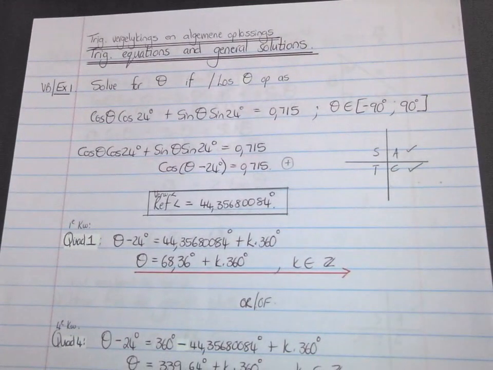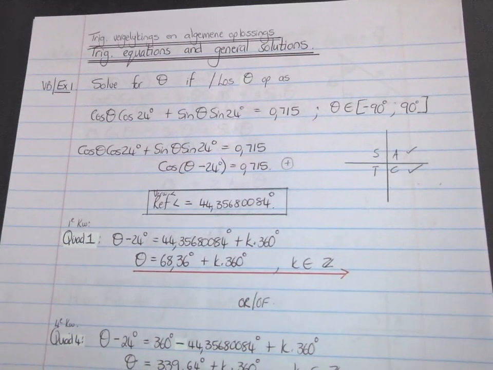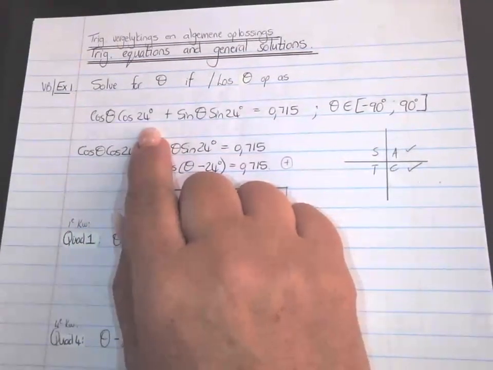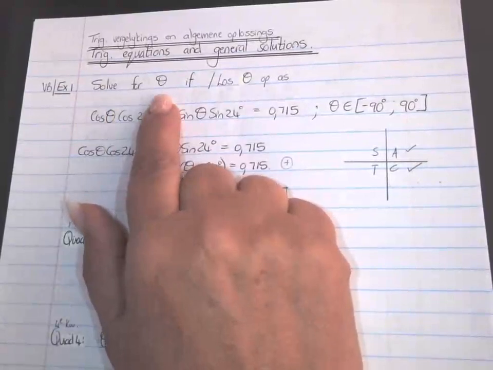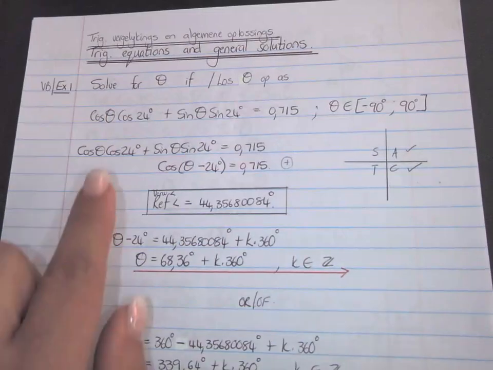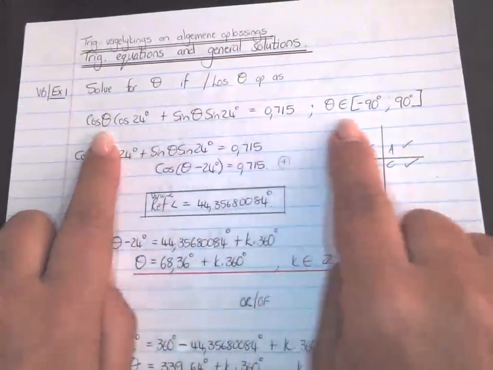These examples should be old news to you because you did general solutions last year. So I'm just going to walk through them. You can make notes on your notes if there's something that you want to put in. The question will always be solve theta or solve A or solve whatever, and they give you an equation.